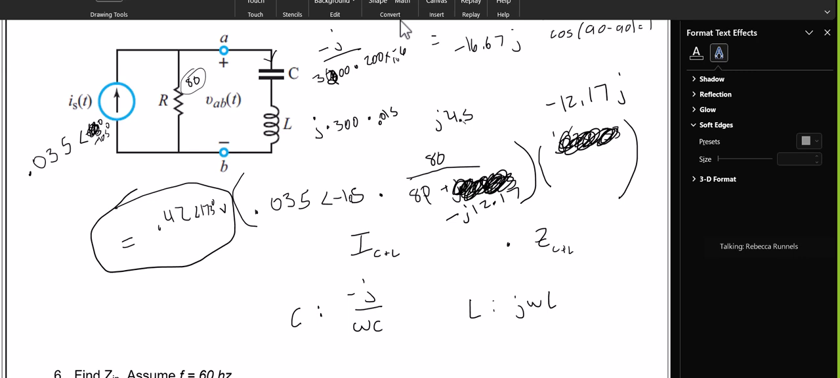Yes? What was the final answer? It was 0.42 angle 173 degrees.